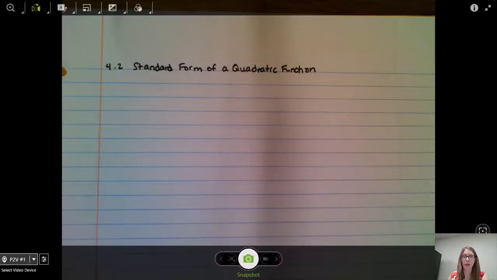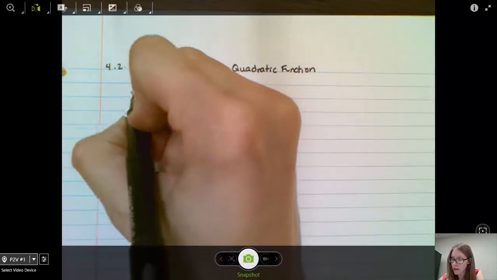In section 1, we learned vertex form of the quadratic function and how closely related vertex form is to all of the transformations that we already know. Section 2, we are going to learn a new form of a quadratic function, which some of you guys may recognize from Algebra 1, standard form of a quadratic function. So first of all, let's compare to vertex form.